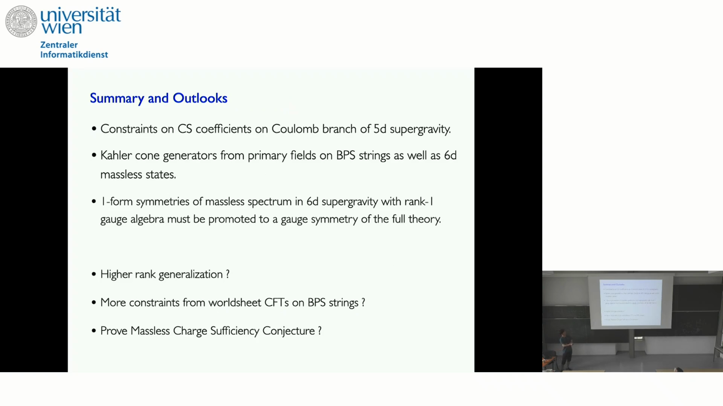Okay, let me summarize. So we consider the constraint on the Chern-Simons coefficient on the Coulomb branch of the 5D supergravity theories. And we have studied the Kahler generators, which can be provided from the primary field on the BPS strings, as well as the massless states. And one-form symmetries of the massless spectrum in 6D supergravity theories with the rank 1 gauge algebra must be promoted to the gauge symmetry of the full theory, which I have shown by doing the concrete computation of the prepotential and also Higgsing and the circle compactifications. You can also consider the following problems, but because of time, let me stop here.